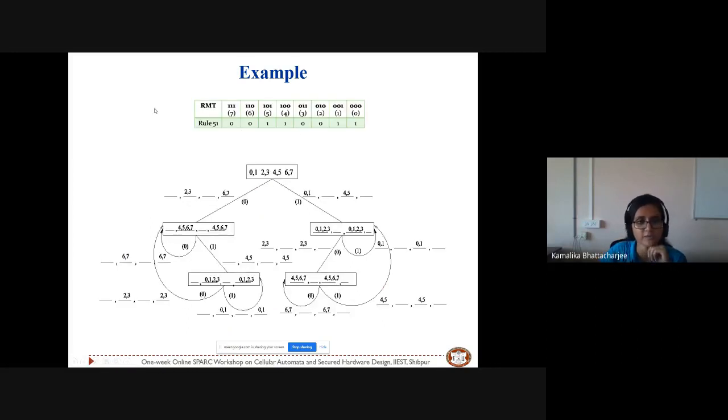Now this is another example of rule 51. So here the minimum tree will be having this structure. Here also we can see that none of the nodes is violating reversibility conditions. So this is going to be reversible for every n. You take any n, it is going to be reversible. How it is so, we will be discussing next.